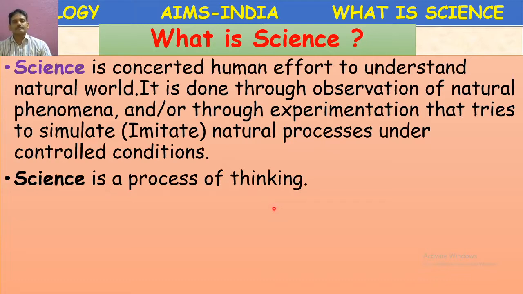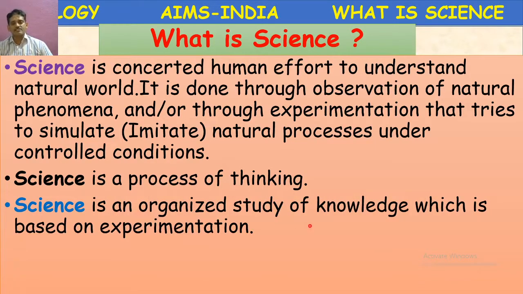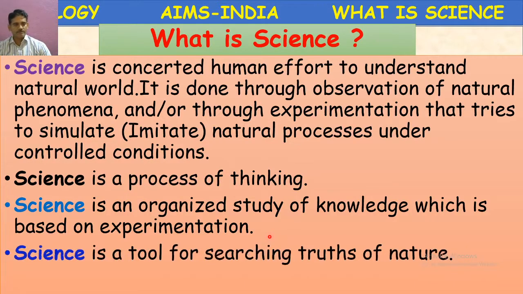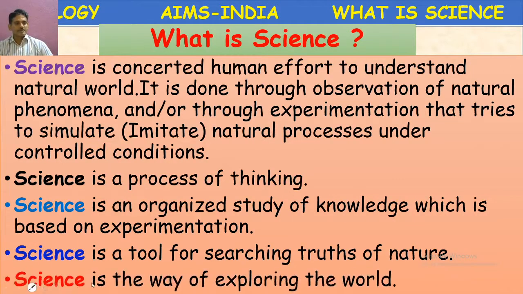Science is a process of thinking. It is a process of thinking, collecting ideas, observations, giving work to the brain. Science is an organized study of knowledge which is based on experimentation, the experiments and the results. Science is a tool for searching the truths of nature. These are all the definitions. Science is the way of exploring the world.